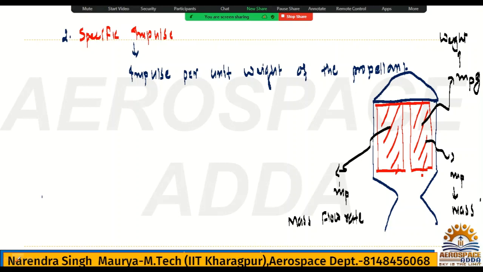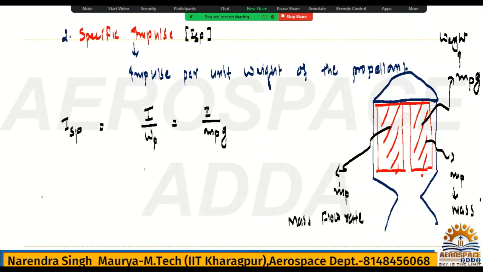Okay. So what is the specific impulse? Specific impulse is denoted by ISP, and it is nothing but impulse per unit weight. What impulse? Total impulse. In practice, total impulse you can write as IT or only I, divided by the weight of the propellant. What is the weight of the propellant? It is WP, and I divided by WP. What is the WP? It is MP into G.